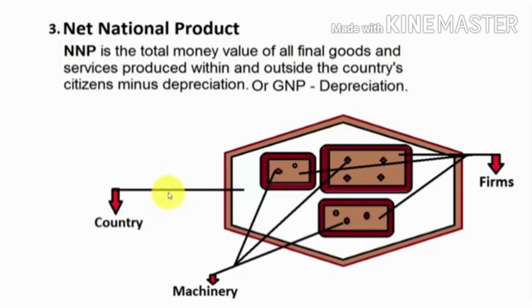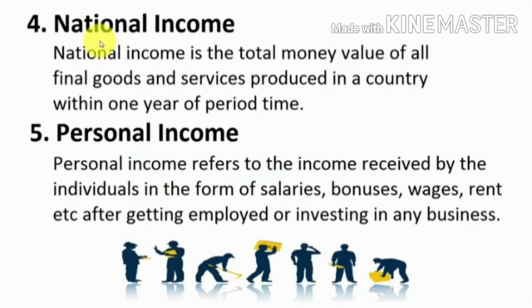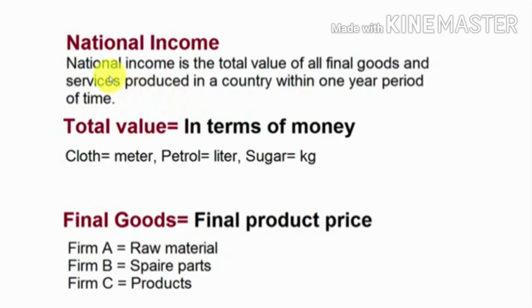The next concept of national income is called NI, or national income. National income is the total money value of all final goods and services produced in a country within a 1 year period of time. In this slide we shall better understand what national income is. The total money value is measured in terms of money, like we sell cloth in meters, petrol in liters and sugar in kgs. But when we sell these goods in a year, we calculate them in terms of money. We do not add them in kgs, liters or meters. In national income, we add them all in terms of money value.